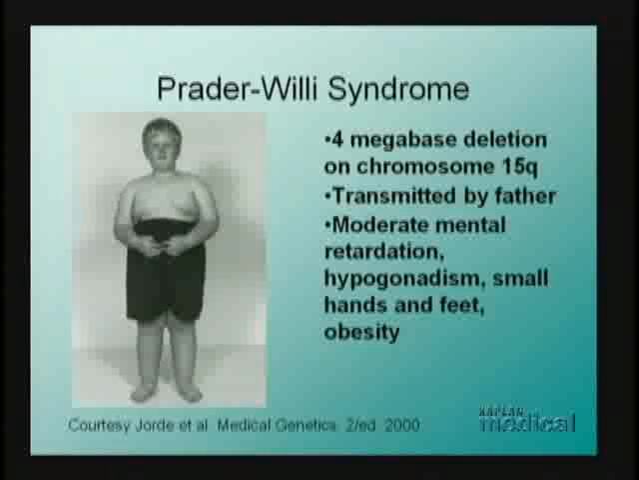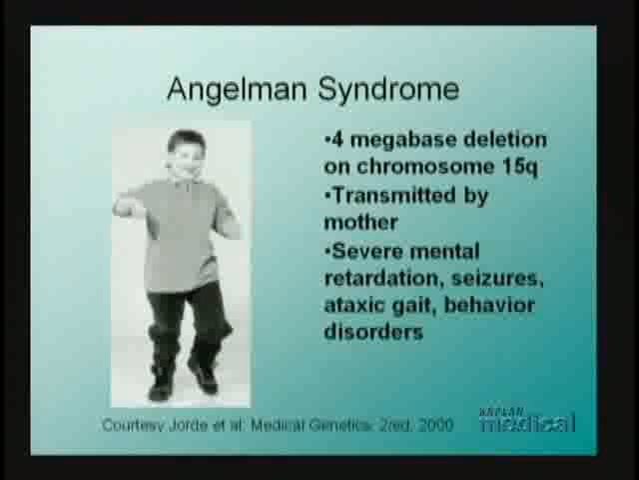Now, if that exact same deletion comes from the mother, then the child will have a completely different disease called Angelman syndrome. Angelman syndrome children are typically very severely mentally retarded. They have a lot of neurological problems. You may notice in this picture the smile on this child's face. These children are usually very happy. They have a happy, pleasant disposition.